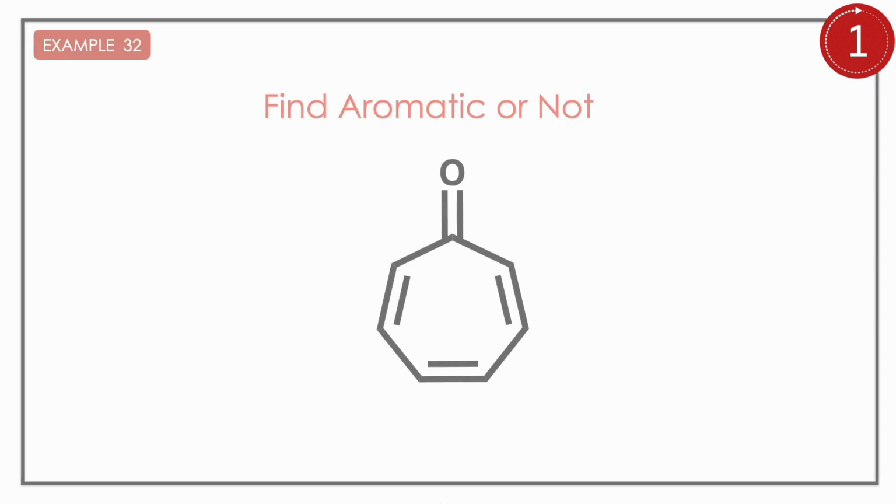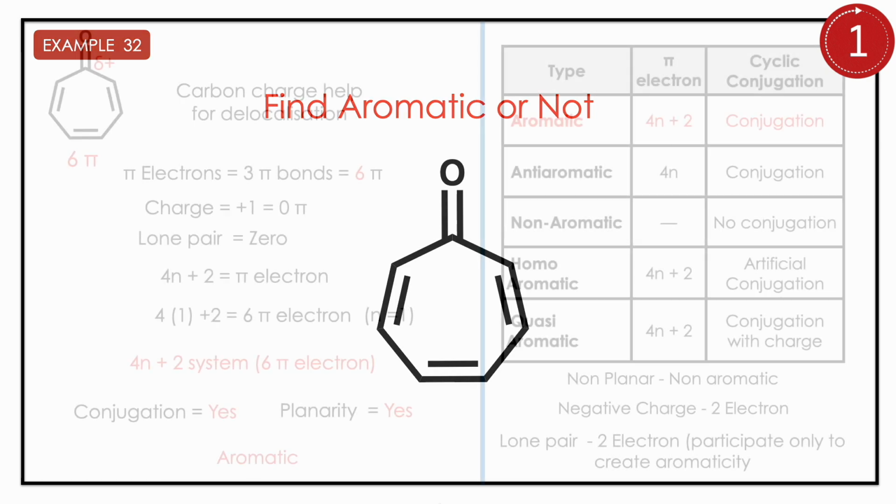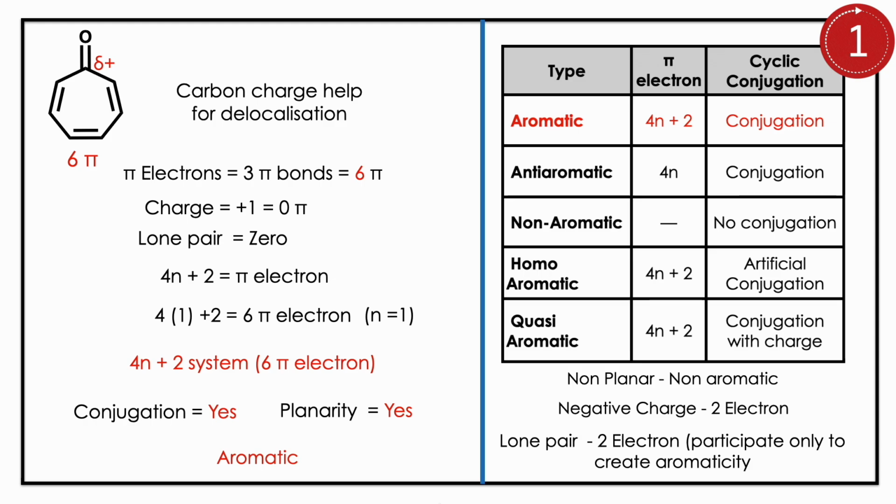Then the next example. Here cycloheptatrienone is given, with 3 double bonds, all conjugated. We should find whether the compound is aromatic or not. Here you have 3 pi bonds and a ketone. The ketone carbonyl provides a partial positive charge because of the electronegative oxygen, so it can provide delocalization possibility. It cannot donate electrons because it's a positive charge, but it can provide the conjugation and delocalization. So totally 3 pi bonds, so 6 pi electrons. Charge is +1, but no pi electrons it can donate. So totally a 6 pi system, which is 4n plus 2, where n equals 1. Conjugation is definitely there because the partial positive charge provides the conjugation, and it is planar because all are sp2 carbons. So 4n plus 2, conjugation, planar means the given compound is aromatic.